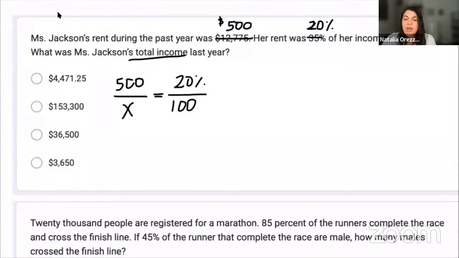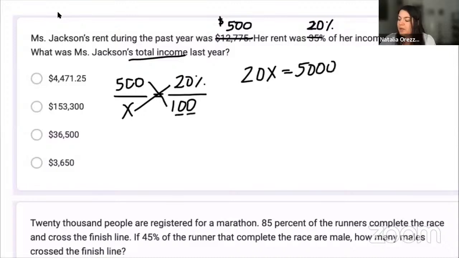So let's go ahead and cross multiply. X times 20 is 20X. 500 times 100: I'm going to do 500 and then add 2 zeros at the end of that. I should have however many zeros there are here, 1, 2, 3, 4. There should be 4 zeros in that product. Then we're going to divide by 20.